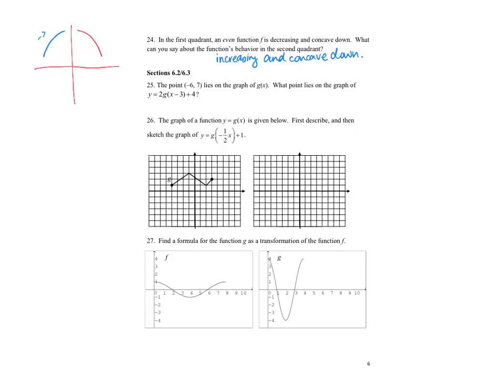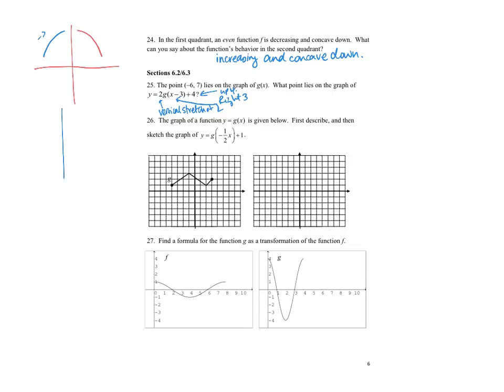Okay, and then the next one is going to be similar to one we just did. The point -6, 7 lies on the graph. What point lies on the graph of that thing? So what's going on here? So I have a vertical stretch of 2, and then this goes to the right 3, and then this goes up 4.